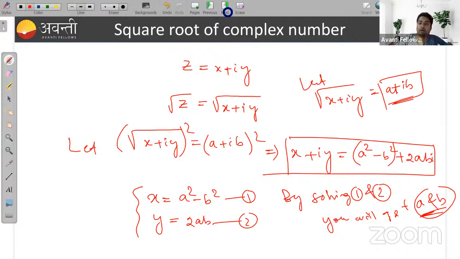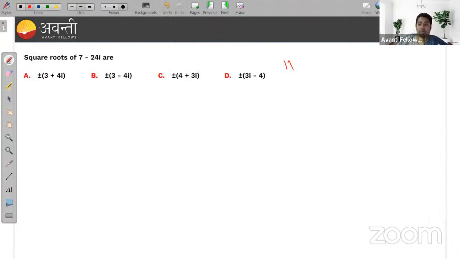Okay, one homework question for you. Try to find the square root of the complex number 7 minus 24i, and it's very simple. We can solve it within 30 seconds also.